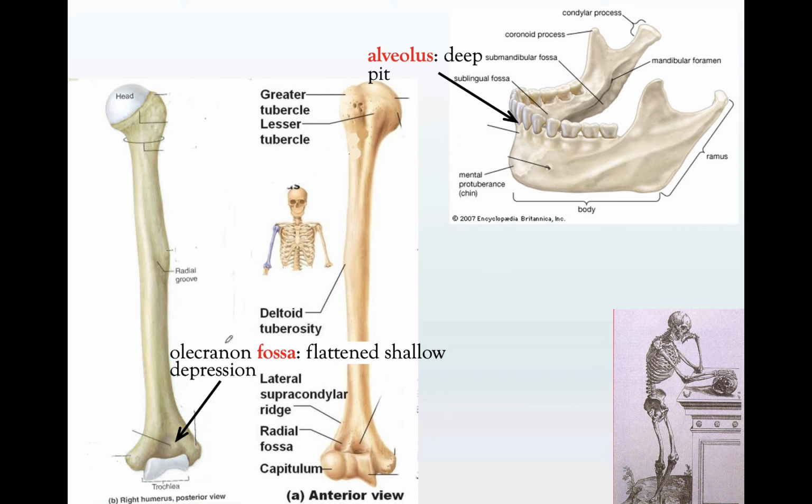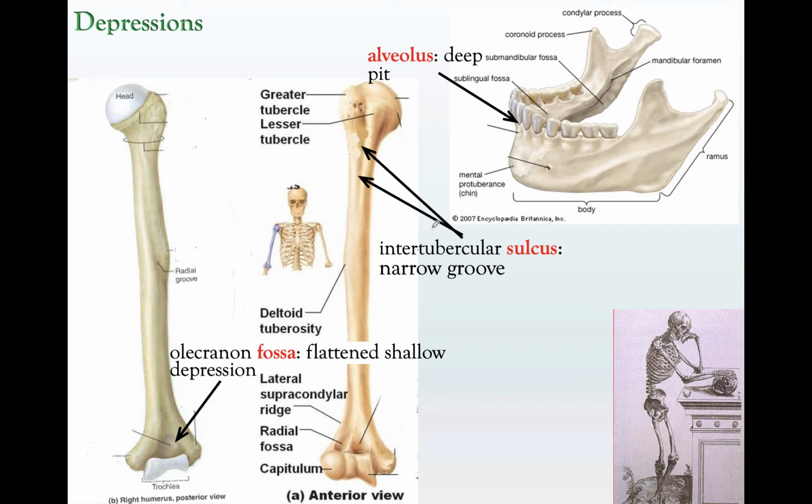We also have some shallow depressions that we find in different places, and this is a fossa. It's a flattened shallow depression, and since it's on the back of the humerus, it's the olecranon fossa. And then here we have another depression, which is longer. And so it's an intertubercular sulcus, a narrow groove. It's intertubercular because it's in between the greater tubercle and the lesser tubercle. And so there it is right there. And then again, as we mentioned, these are depressions.